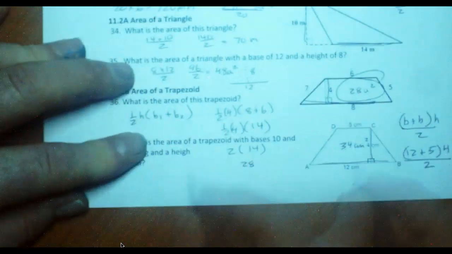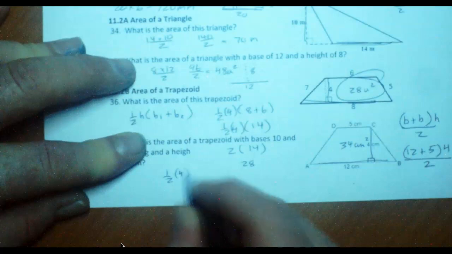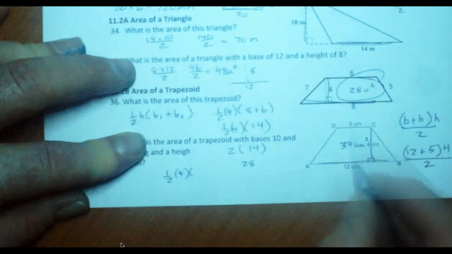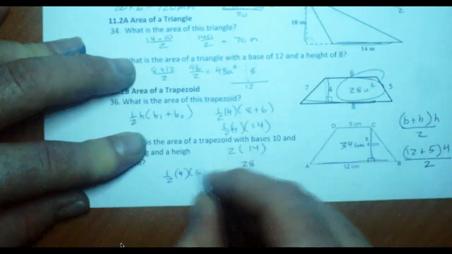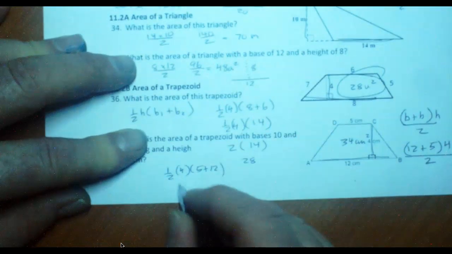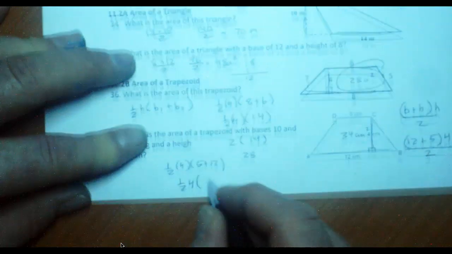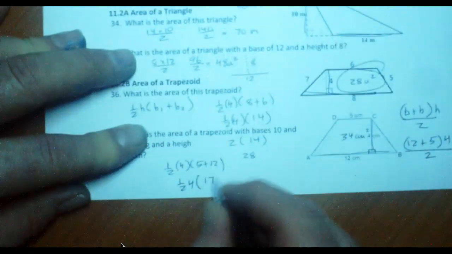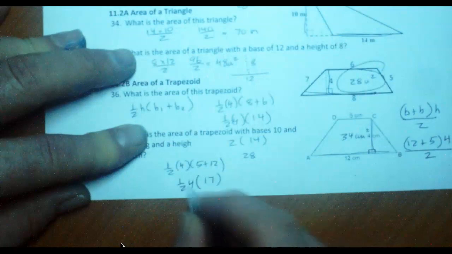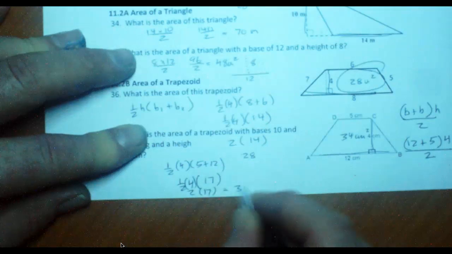I'll do it the other way just so you get familiar with that. So we'll take 1/2 the height, so 1/2 of 4. We're going to multiply it by 5 plus 12. Okay, well, do the parentheses first. 1/2 of 4 times 5 plus 12 is 17. Okay, now 1/2 of 4 is 2 times 17 equals 34. There's your 34 again.